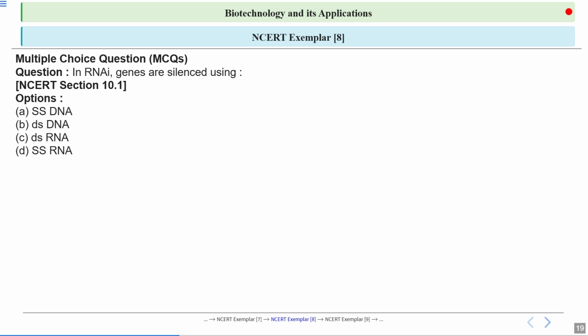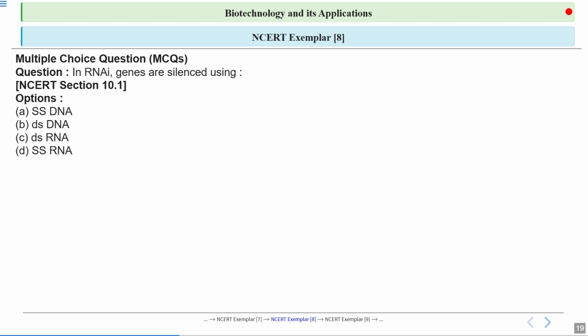so the next question is also a multiple choice question, and it asks: in RNA interference, genes are silenced using. Means in RNA interference, genes are silenced. We know that genes are silenced, but how are genes silenced? Now they have given us four options.